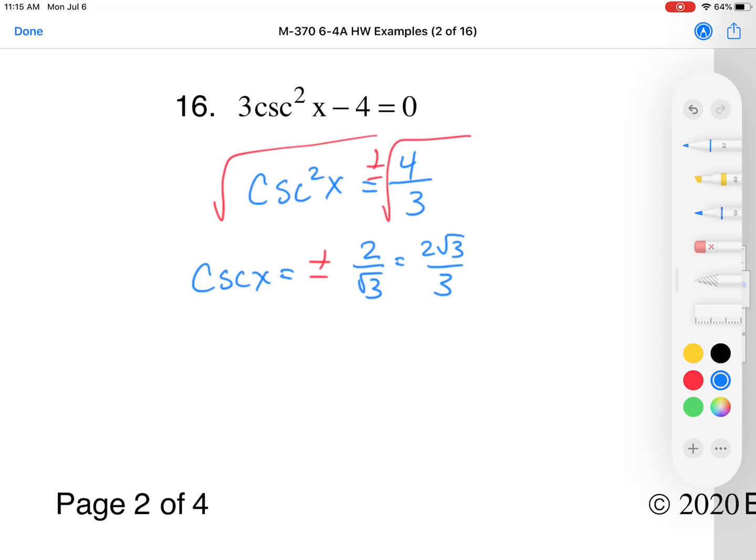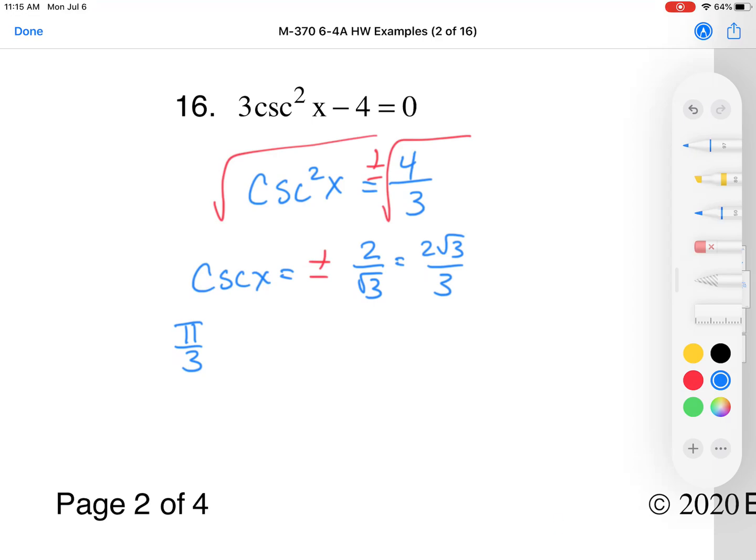So we've got to think about that. Cosecant is the flip of sine. And so I've got to think about who would give me that. If I flipped a root 3 over 2, that's where that would come from. So I'm really asking myself, okay, cosecant's the flip of sine. The flip of 2 root 3 over 3 is root 3 over 2. Whose sine is root 3 over 2? Easy. Pi over 3. Sine of pi over 3 is root 3 over 2.